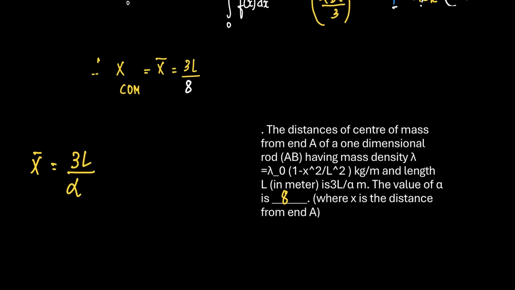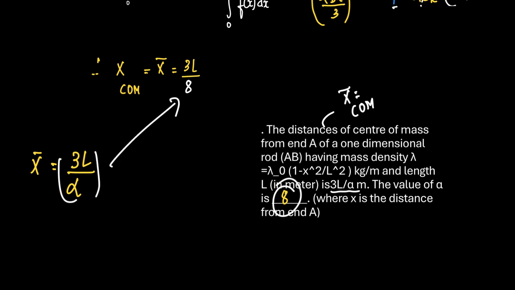And according to the question, the center of mass is 3L by alpha, right? So distance of center of mass from end A is actually the x coordinate of the center of mass, which becomes 3L by alpha. Now comparing these two, we have alpha is equal to 8.